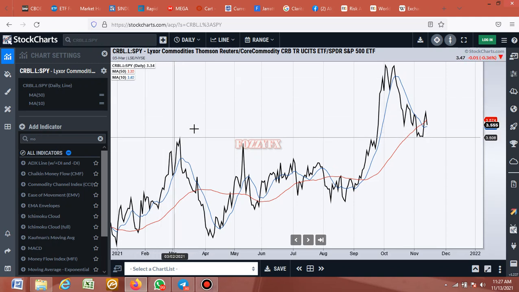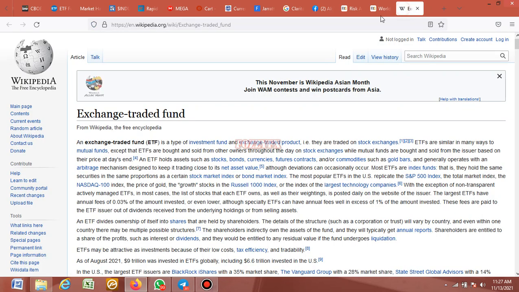In stockchart.com I use ETF. So ETF is just exchange traded fund. So this ETF basically acts like a stock market too. It's more like shares. So what they are doing is investors are putting money into these ETFs, just like the way they are putting money into stocks. So it just acts like a stock market.